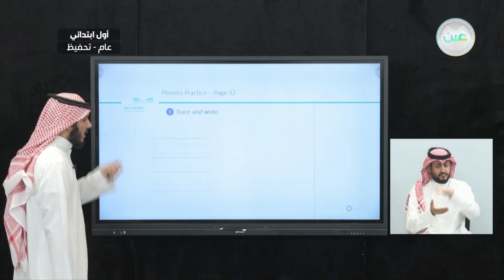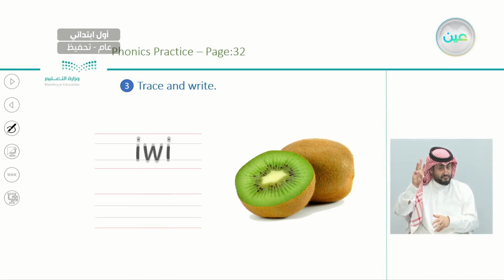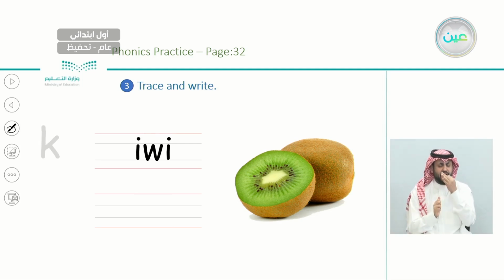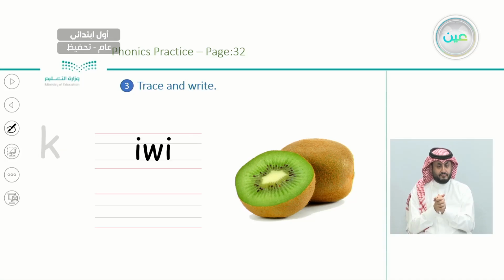Okay, now let's start with the first one. What is this fruit? Can you tell me what this is? This is kiwi. Excellent, kiwi. So we have the letter K, and we pronounce it as K, kiwi. Start from line number 1 like this, and 2 small lines like this.